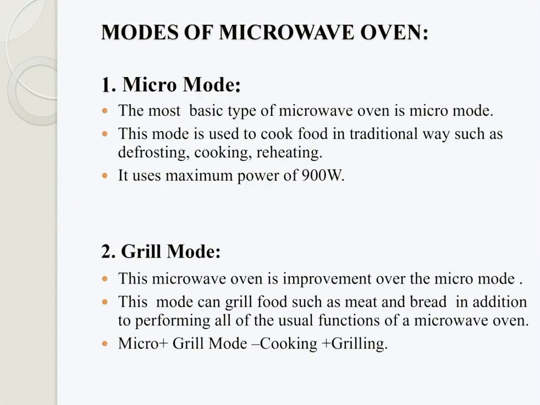Modes of microwave oven. First one, micro mode. The most basic type of microwave oven is micro mode. This mode is used to cook food in the traditional way, such as defrosting, cooking, reheating. It uses a maximum power of 900 watts. Second one, grill mode. This microwave oven is an improvement over the micro mode. This mode can grill food such as meat and bread in addition to performing all of the usual functions of a microwave oven.